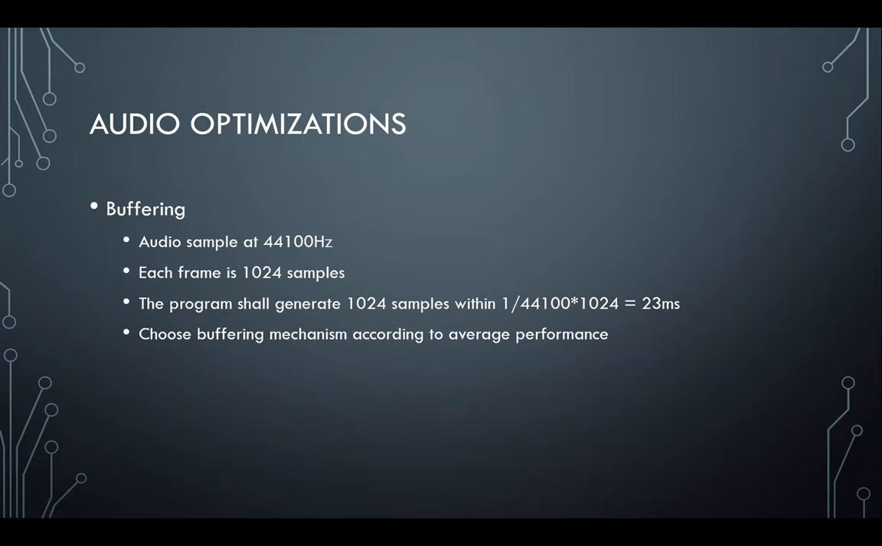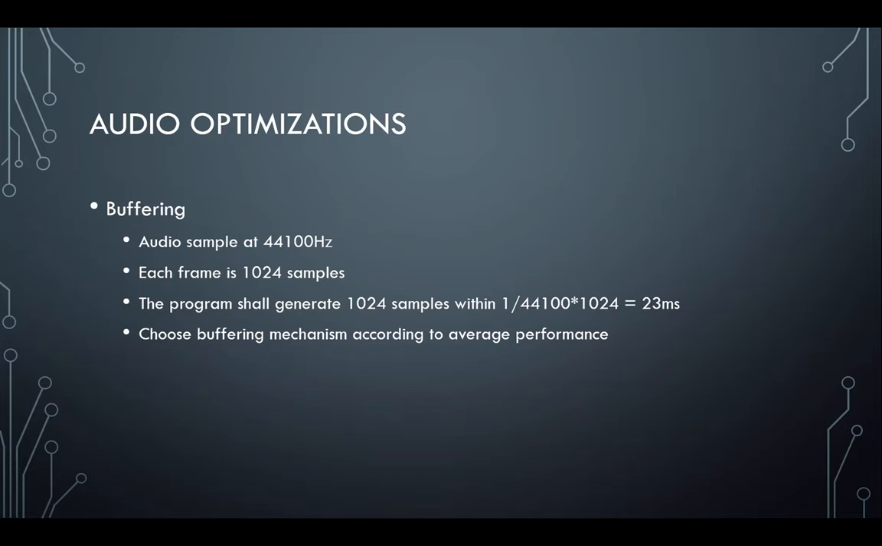So once we have all the samples, we need to do some buffering because we also need to measure the performance of the emulator. For example, our audio sample rate is 44.1 kilohertz, and I said that each frame I need 1024 samples. This is because I need to send all the sample frames to our FFT unit later for plotting the spectrum. So with 44.1 kilohertz and 1024 samples, you can calculate it: you need about 23 milliseconds. So you need to generate 1024 samples within 23 milliseconds. Otherwise, your program will underrun the buffer and the sound will be broken. So this is the hard requirement.